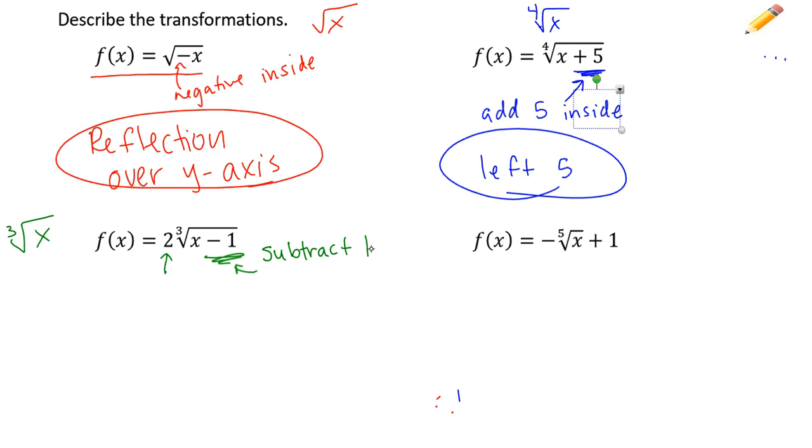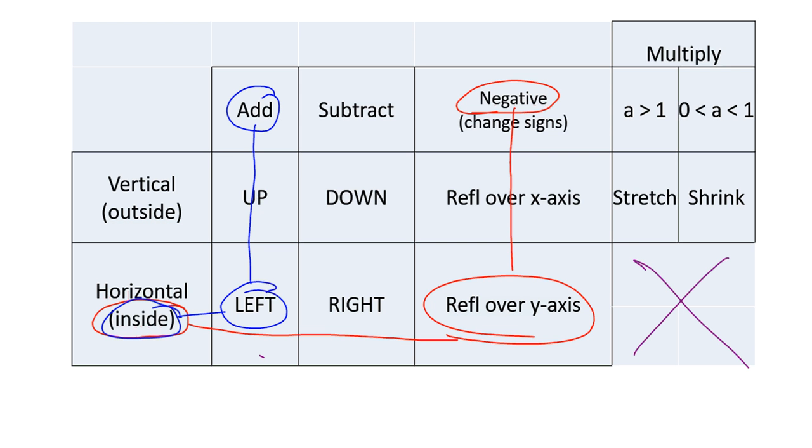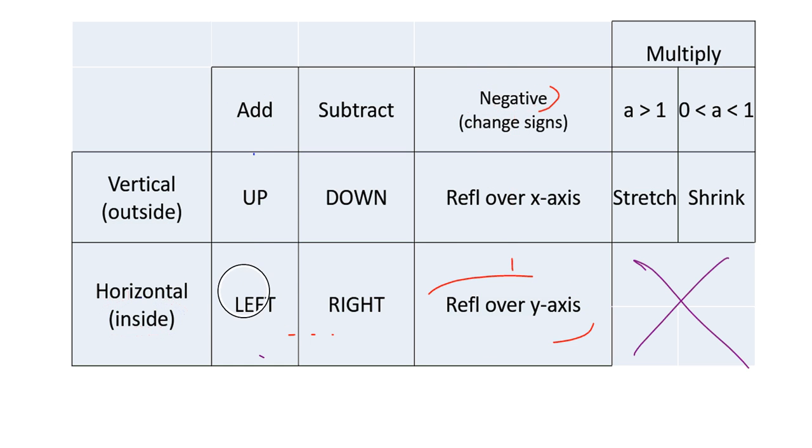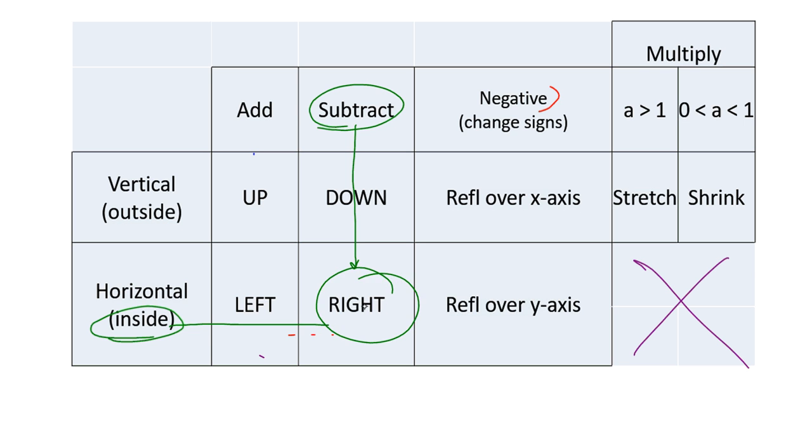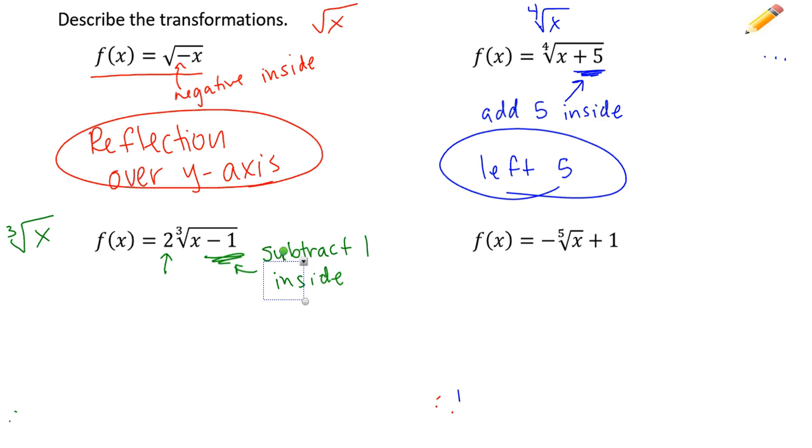and then you got to ask yourself where. Well, it's underneath the radical, which means inside. Okay, subtracting 1 inside. Let's go back to our cheat sheet. Let's get some of this other mess off of here. So again, we're inside, so we're on this line right here, and we're subtracting, which means our change was that we moved right. So this guy was that we moved right 1.